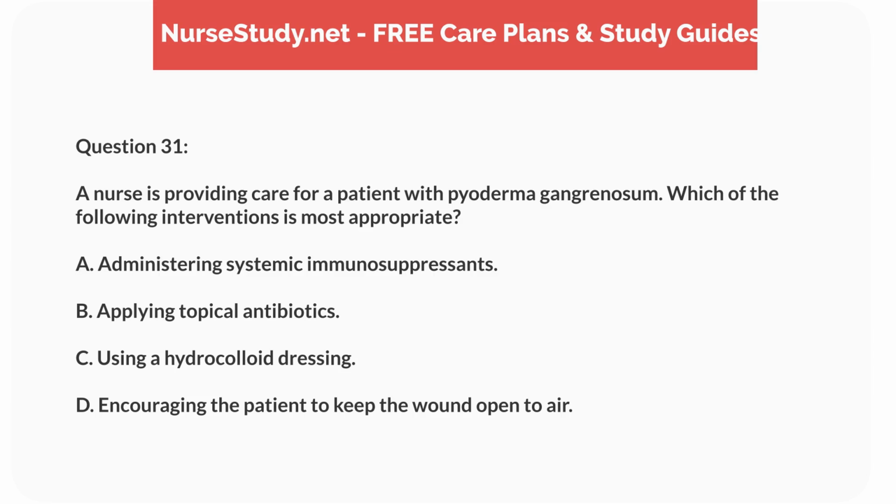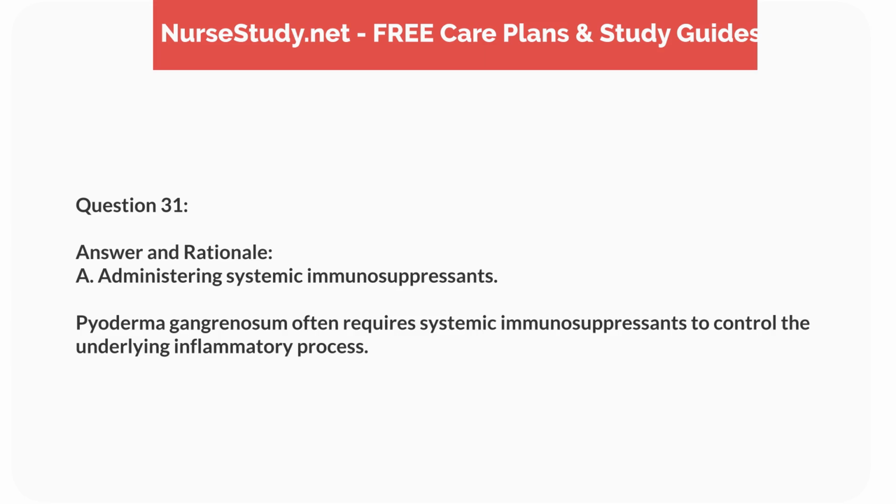Question 31. A nurse is providing care for a patient with pyoderma gangrenosum. Which of the following interventions is most appropriate? A. Administering systemic immunosuppressants. B. Applying topical antibiotics. C. Using a hydrocolloid dressing. D. Encouraging the patient to keep the wound open to air. Answer and rationale. A. Administering systemic immunosuppressants. Pyoderma gangrenosum often requires systemic immunosuppressants to control the underlying inflammatory process.